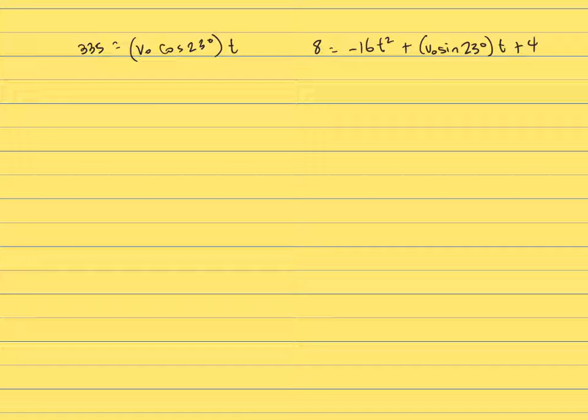So what I'm going to do is take one of the equations and solve for a variable. This equation looks much easier than the other to get a variable by itself. I could either get t by itself or v naught by itself, but if I get the t by itself, I'll have to plug it into two different places over here. So I'm going to do the v naught by itself instead. So in order to make that happen, I'm going to divide both sides by t times the cosine of 23.